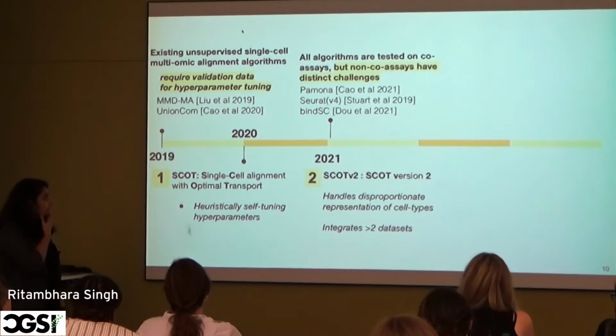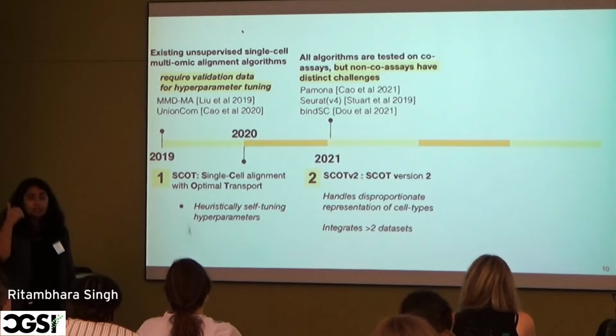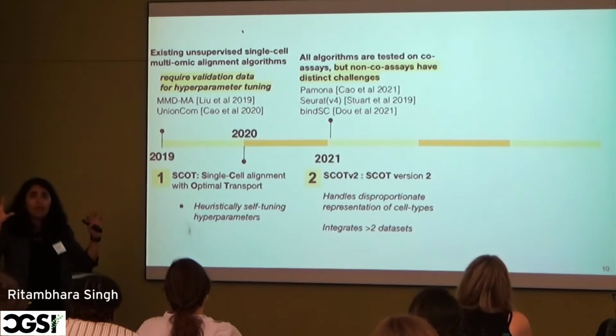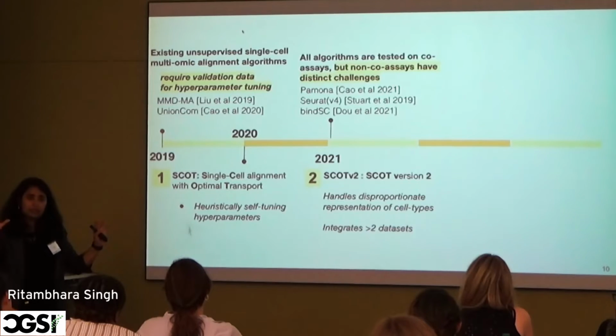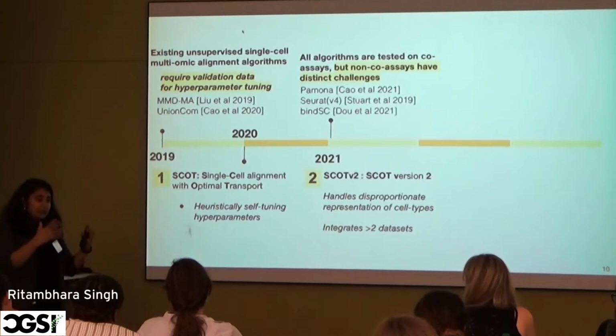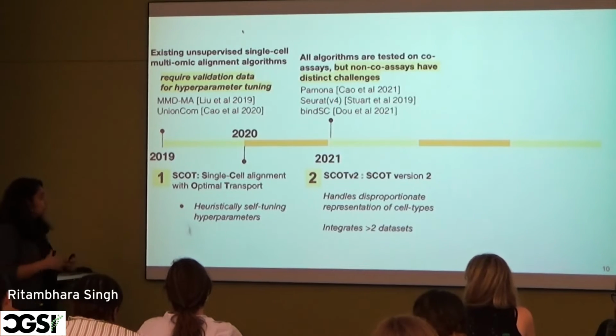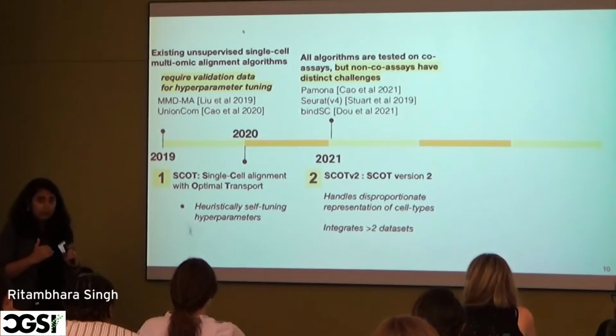And so we came up with a new version of SCOT, which was able to handle some of these challenges. The main challenge being that it was able to handle disproportionate cell type representations across the two data sets. So you're sampling from a population, you cannot guarantee that every time a cell type will be represented in the same proportion. So we were able to handle that, and we were also able to integrate more than two data modalities.